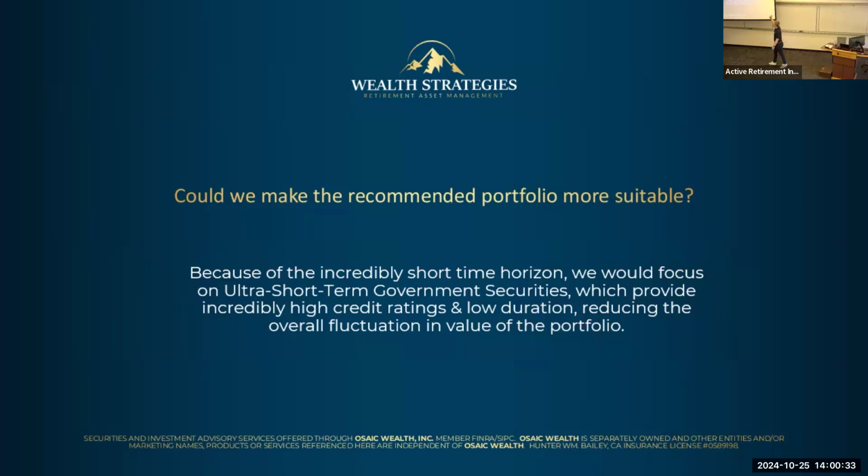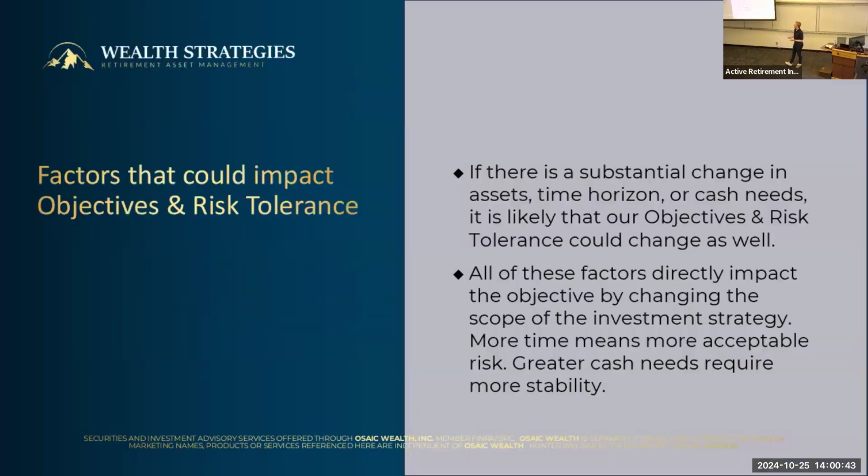So because of the incredibly short time horizon, we would focus on ultra short-term government securities, which provide incredibly high credit ratings and low duration, reducing the overall fluctuation in the value of the portfolio. So there's a couple different factors that we can now look at that impact risk tolerance. If there's a substantial change in assets, time horizon, or cash needs, it's likely that our objectives and risk tolerance could change as well. All of these factors directly impact the objective by changing the scope of the investment strategy. More time means more acceptable risk. Greater cash needs require more stability.